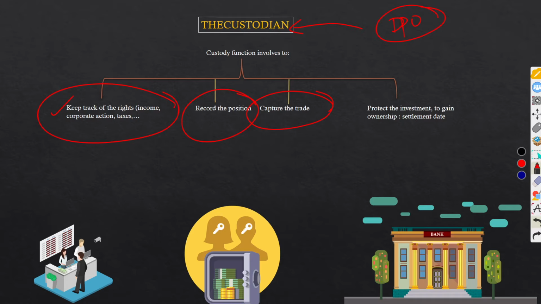Why? Because a custodian is like a bank. So basically they initiate payment, they receive or accept payment on behalf of the client, and additionally they also provide confirmation on securities receipts. Then last but not the least, protect the investment to gain ownership on settlement date. On settlement date, custodians will help you get the ownership of your securities on time, and they'll provide confirmation as well. So this is how custodian functions are involved.